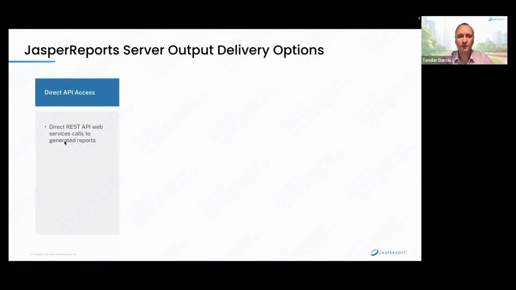So direct access through REST API makes no exception. So you would be making a call, generate me this report with these parameters. I get the PDF back. I do whatever I want with it, or Excel format, or even HTML.